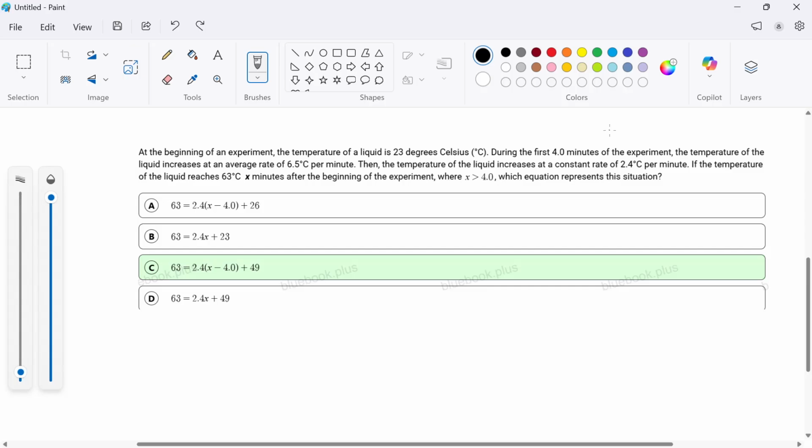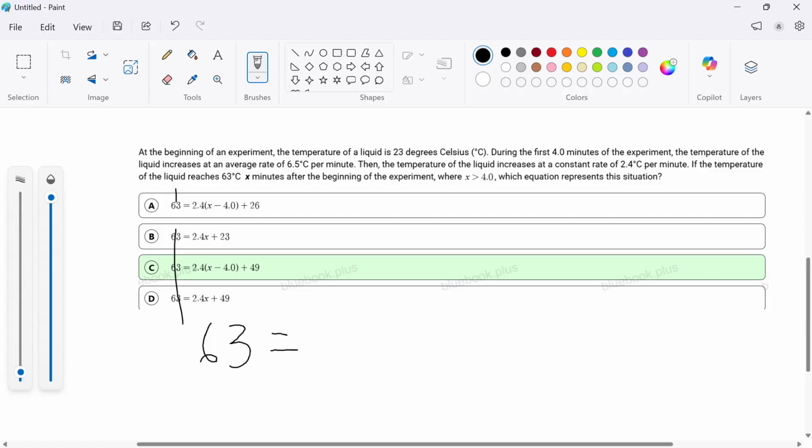So remember, this is a linear equation, and a linear equation has an x, the independent variable, and a y, the dependent variable. Well, in this case, I want to reach 63 degrees, so that's y. They all have 63 equals, so that doesn't give me any information.